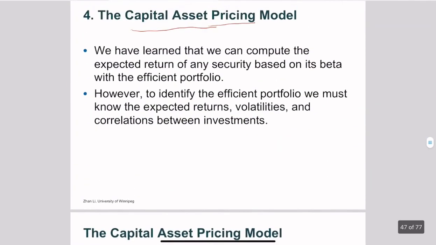Okay, that's a little bit of motivation here. And what's the difficulty in finding this efficient portfolio? Well, think about this. What is a portfolio? A portfolio is a collection of different assets, right? This implies that if you want to find out the expected return and the volatility of this efficient portfolio, then you have to find out the expected return, volatilities, and correlation between all different investments in this efficient portfolio.